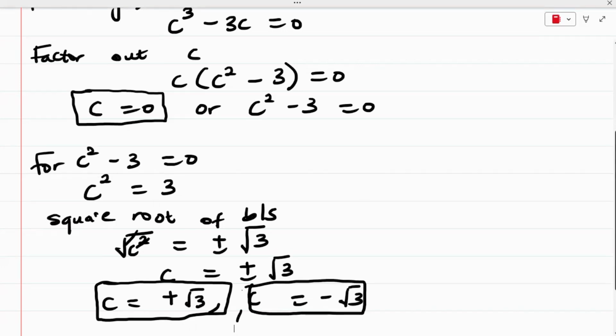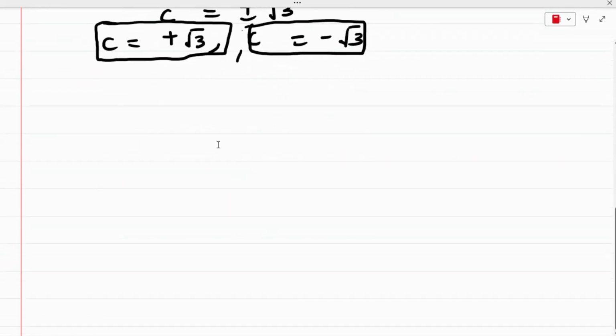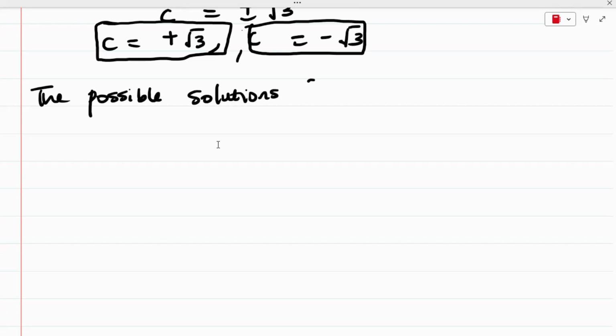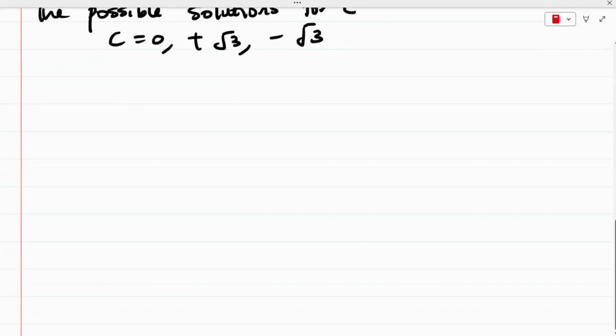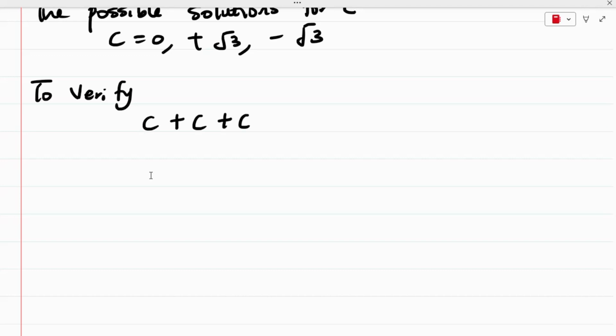So guys, these are the possible solutions for C. So we can say the possible solutions for C, we have that C is equals to 0, plus root 3, and minus root 3. So guys, the next thing we want to do right now is to verify if the values of C we have are actually correct. So to verify, we have the initial question to be C plus C plus C is equals to C multiply C multiply C.